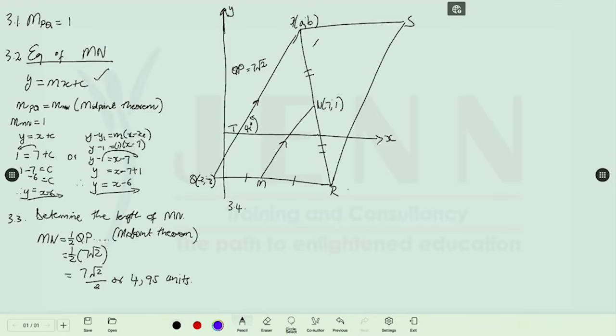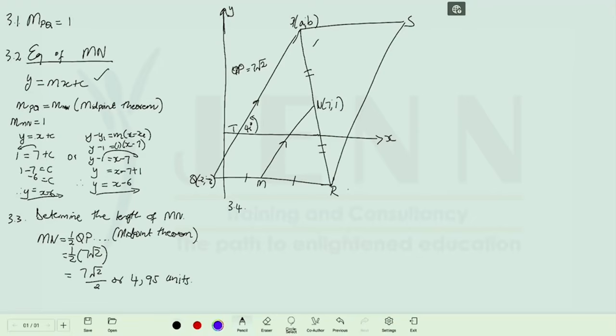3.4, it says, determine the length of RS. Determine the length of RS. Good people, we are having a sketch in front of us. Our sketch in front of us, that will be PQRS. PQRS is a parallelogram.